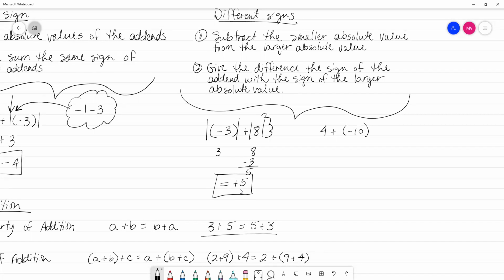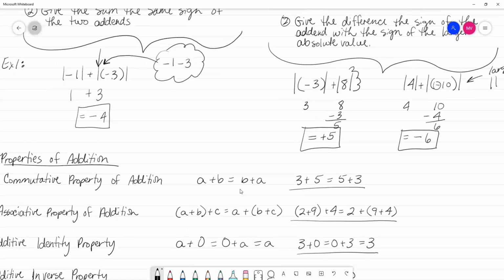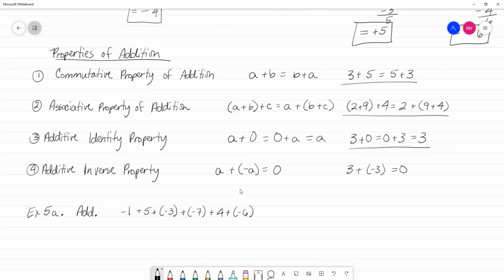Okay. So let's look at 4 plus -10. So again, if you look at the absolute value of these two, you can see that the absolute value of 4 is 4 and the absolute value of -10 is 10. So this guy is the larger absolute value. I'm just going to use a symbol here. Therefore, our answer is going to be what? It's going to be negative. All right, so 10 minus 4 is 6, and we carry that to our answer. So our answer is -6. Okay, I'm hoping that makes sense to you guys. We'll see some more practice here in a minute.